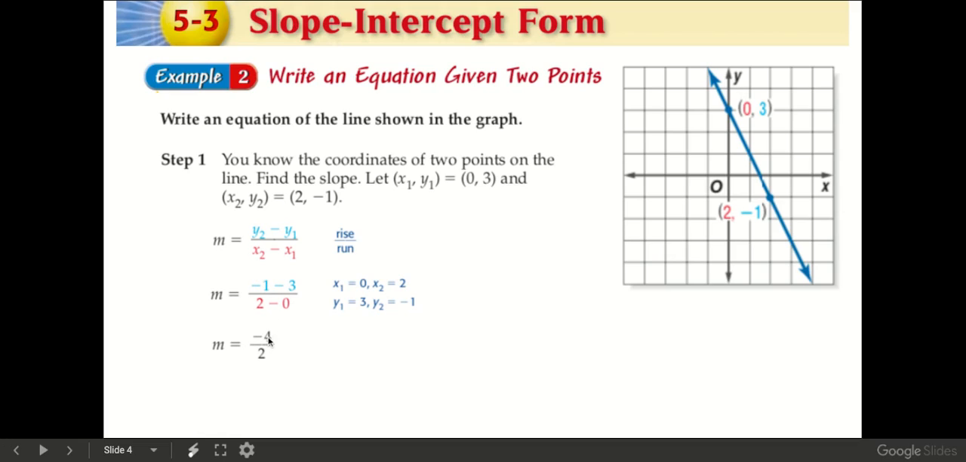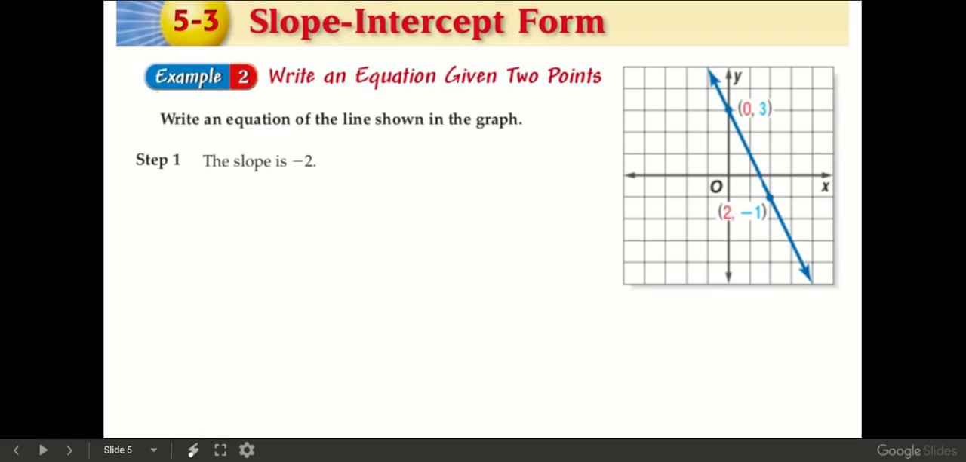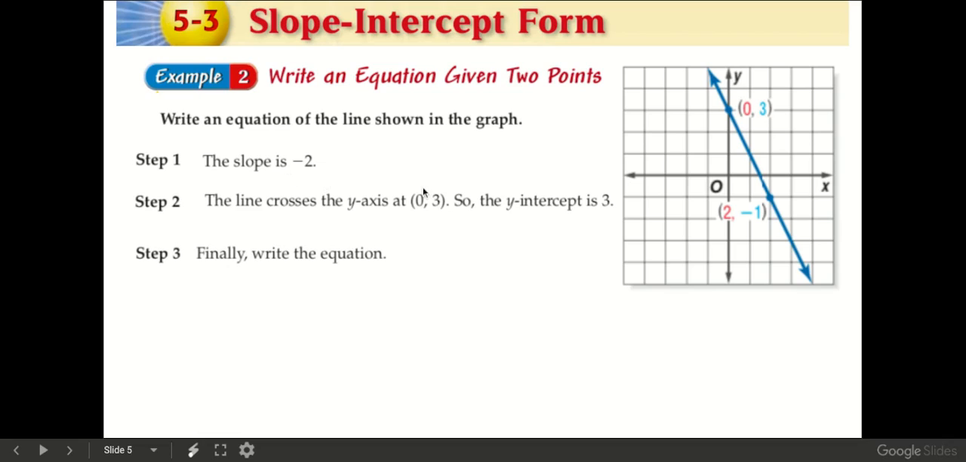Simplify, it becomes -4 over 2, right? -1 minus 3 is -4. 2 minus 0 is 2. And then I simplify it. -4 over 2 is just equal to -2. So now I know my slope is -2. The next step is, I know that the line crosses the y-axis at (0, 3), so my y-intercept is 3. Now that I know my slope and my y-intercept, I can write my equation.